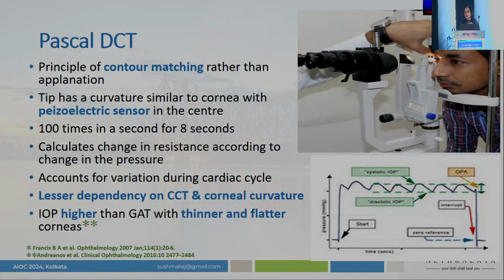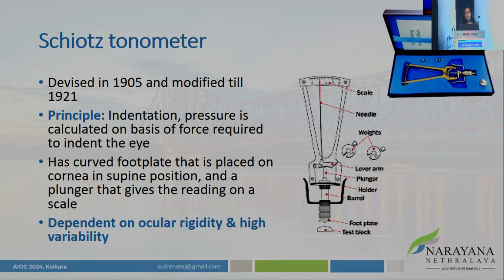It's supposed to be less dependent on CCT and corneal curvatures, but is not very commonly used because the probes are quite expensive. Also, the intraocular pressures are higher than GAT with particularly thinner and flatter corneas, so it takes care of those abnormalities. Schiøtz is an age-old tonometer, no longer used though, but in very extreme situations where we don't have any accessibility, measurement by Schiøtz is also better than not measuring the intraocular pressure at all.